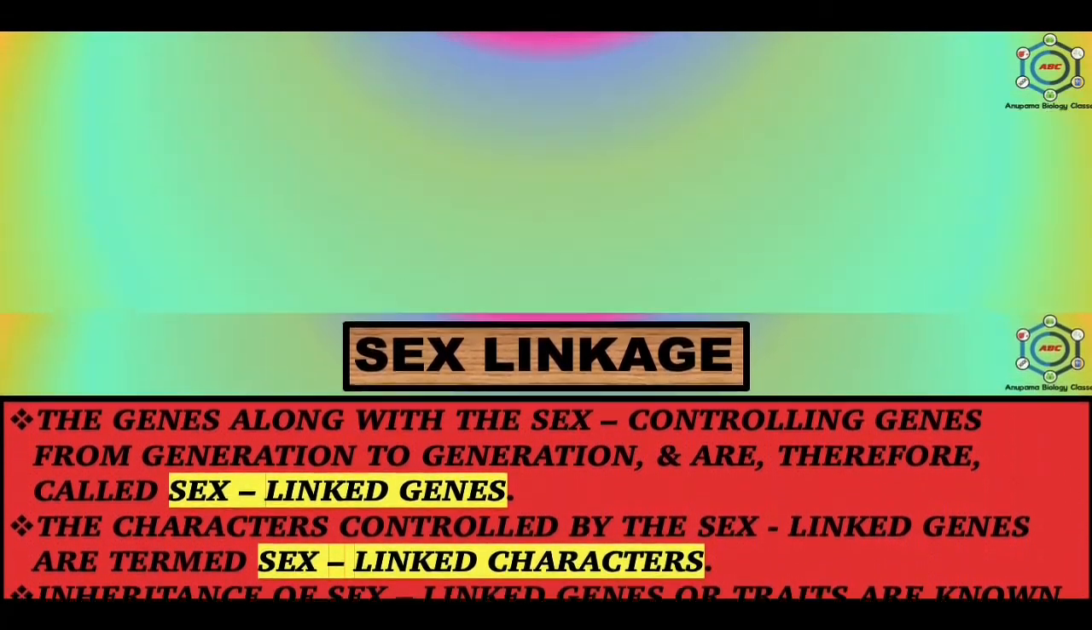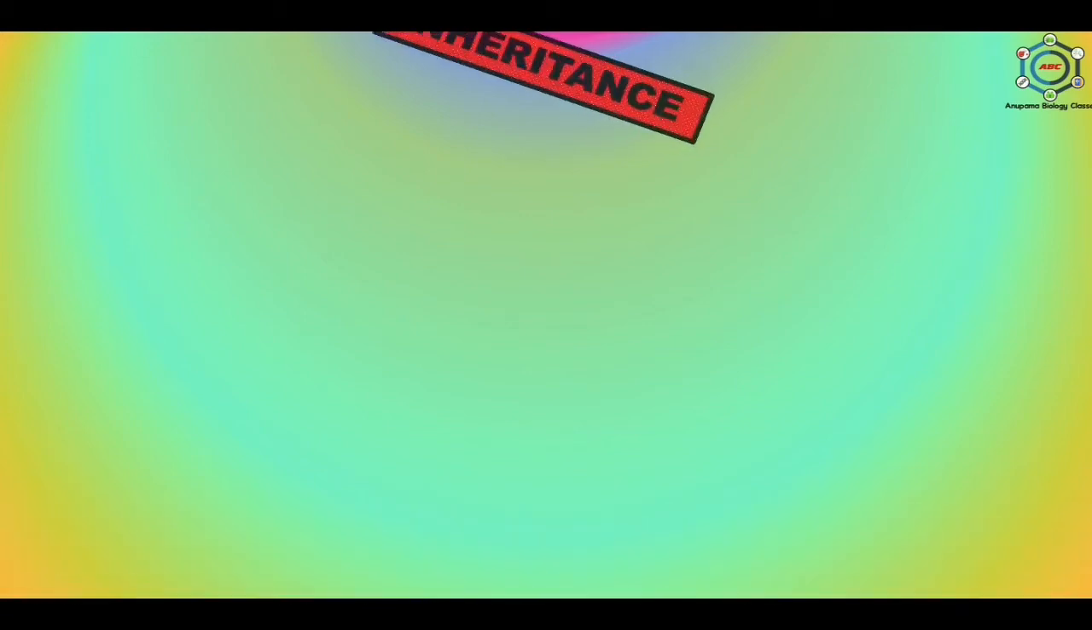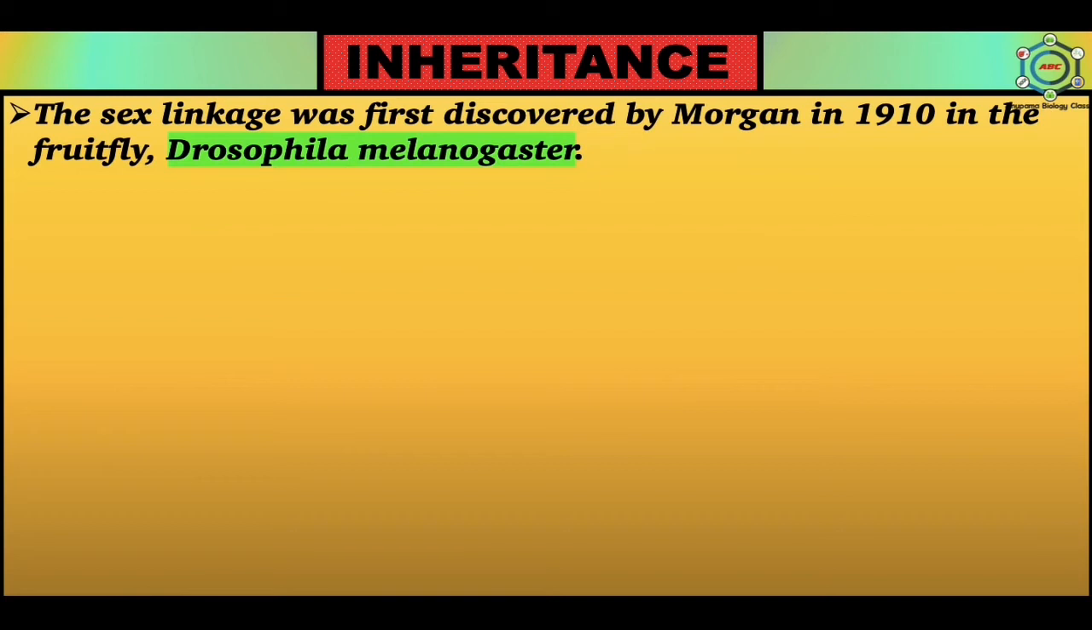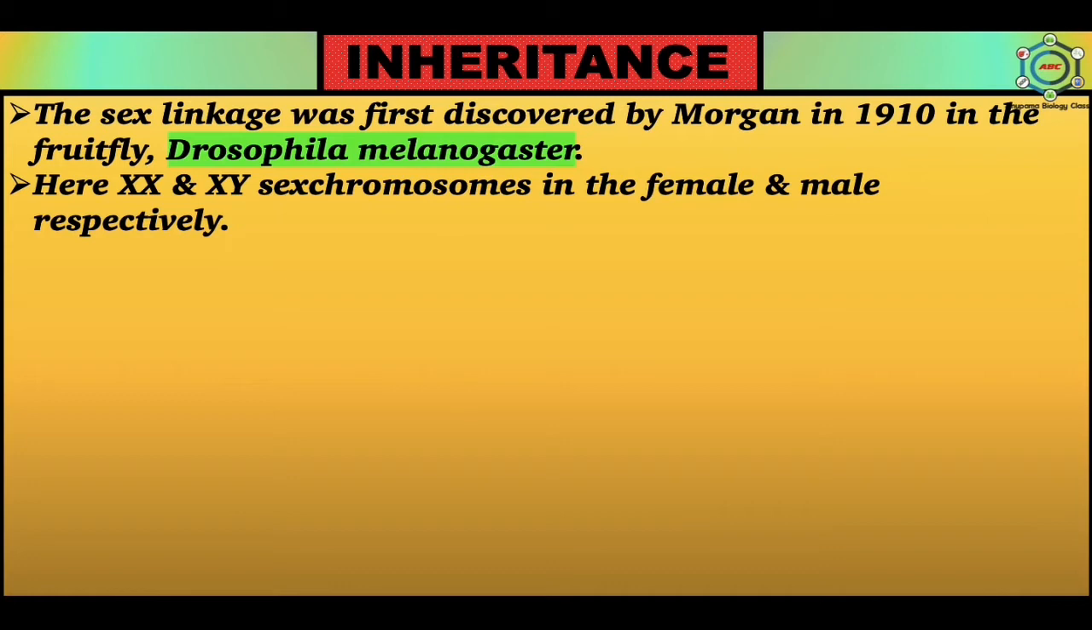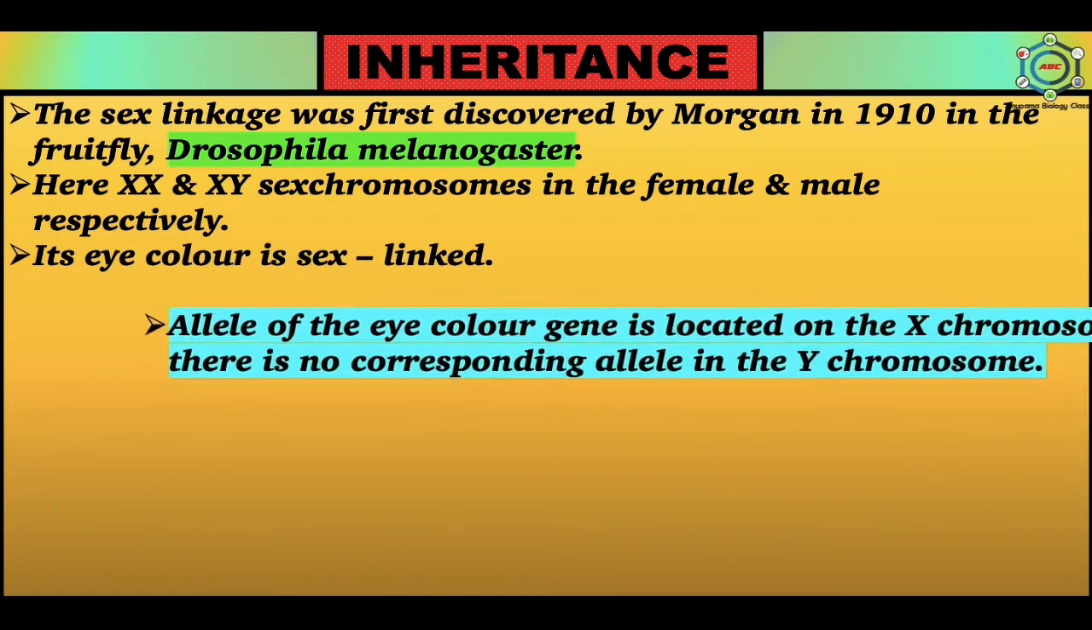Now, the inheritance of sex linkage. Sex linkage was first discovered by Morgan in 1910 in the fruit fly Drosophila melanogaster. Here, XX and XY sex chromosomes are present in the female and male respectively. Its eye color is sex-linked.